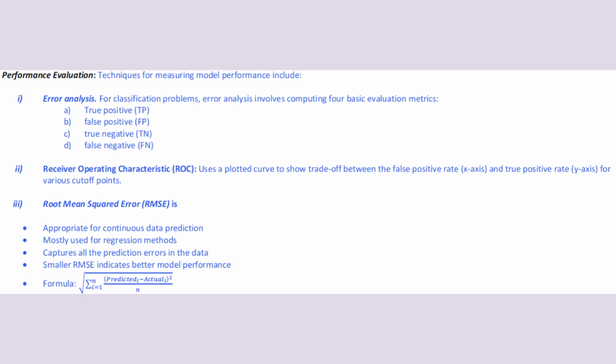2. Receiver operating characteristic, ROC, uses a plotted curve to show the trade-off between the false positive rate, x-axis, and true positive rate, y-axis, for various cutoff points. 3. Root mean squared error, RMSE, is appropriate for continuous data prediction. Mostly used for regression methods. Captures all the prediction errors in the data. A smaller RMSE indicates better model performance.